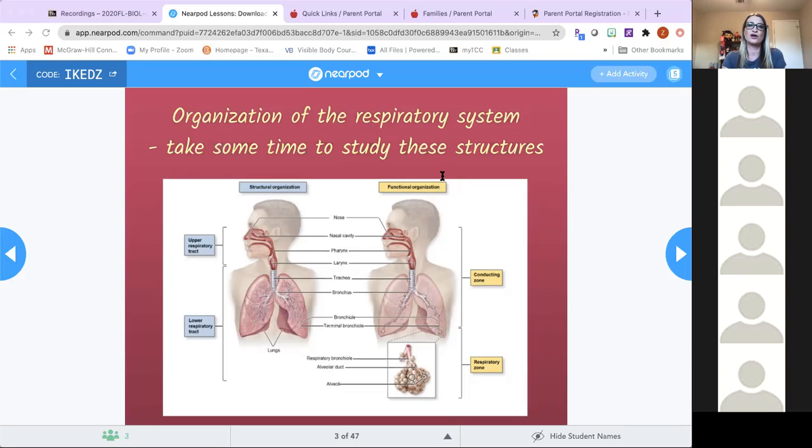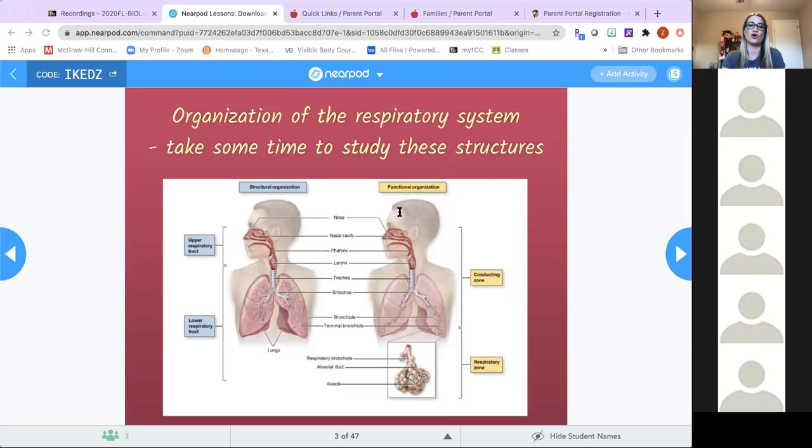The remainder of the respiratory tract is classified as the lower respiratory tract. You can remember this by remembering larynx and lower. So both are going to begin with the letter L. So larynx is where your lower respiratory tract begins.